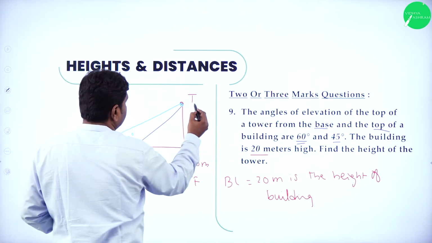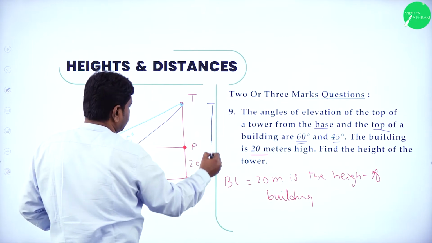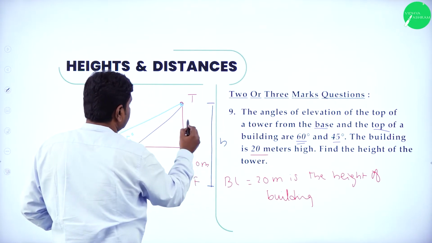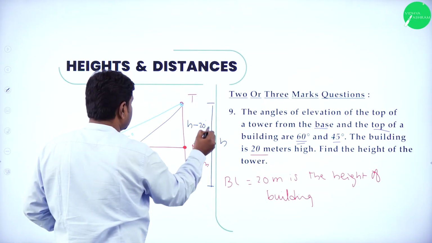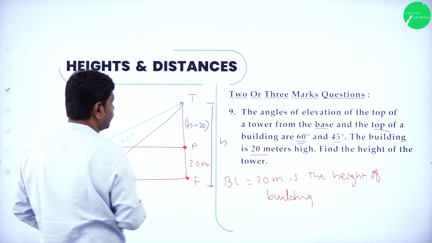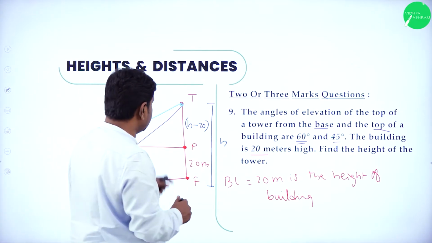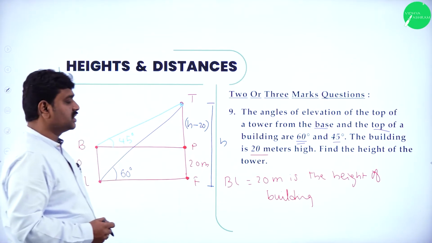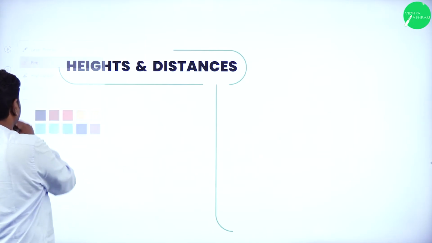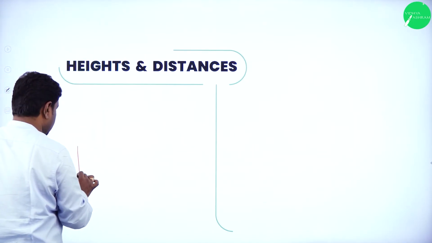So from here to here, the total height of the tower is h, but this part will be h minus 20 because we already counted it. Now we can see two different triangles, and they are interested in h. So to calculate h, we'll continue with the triangle. When we have drawn, we got a triangle like this.